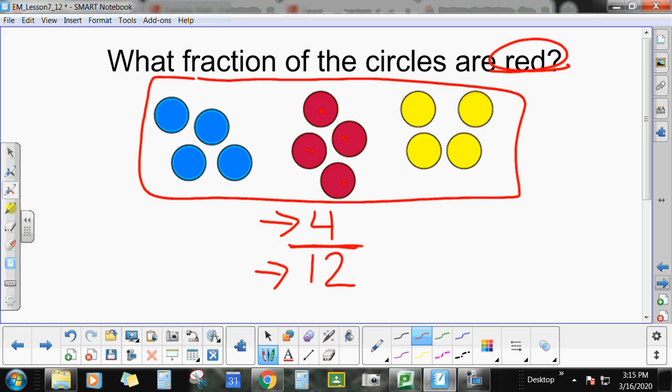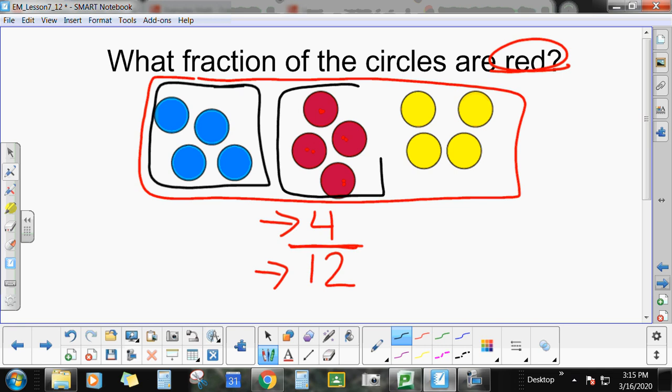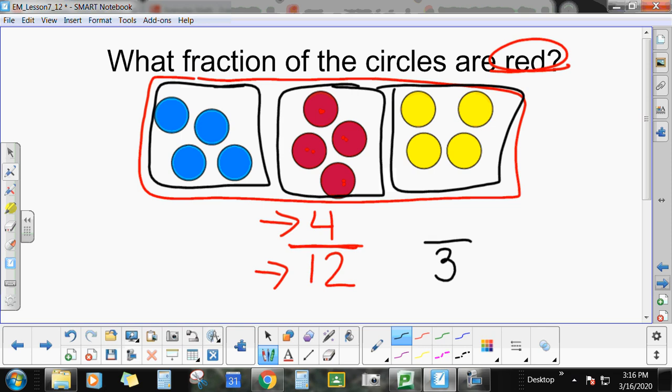Can you come up with a different fraction? And maybe you already came up with a different fraction. All right, let's look at it this way. Did you notice that there were 4 blue, there were 4 red, and there were 4 yellow? Are those equal groups? As long as they are equal groups, you've divided these circles up equally, right? How many groups are there? There are 3. And how many groups are red? 1 group out of the 3 are red. So 4/12 and 1/3 are actually equivalent fractions.